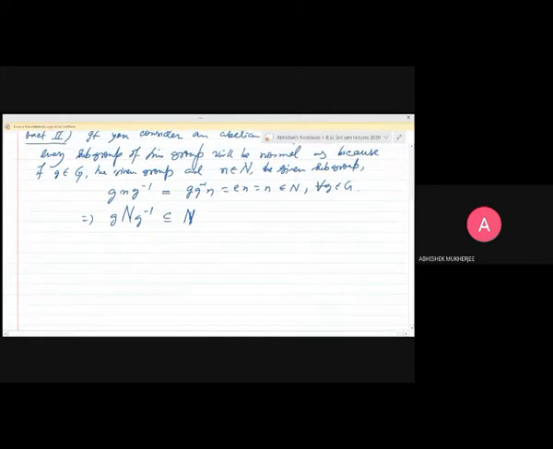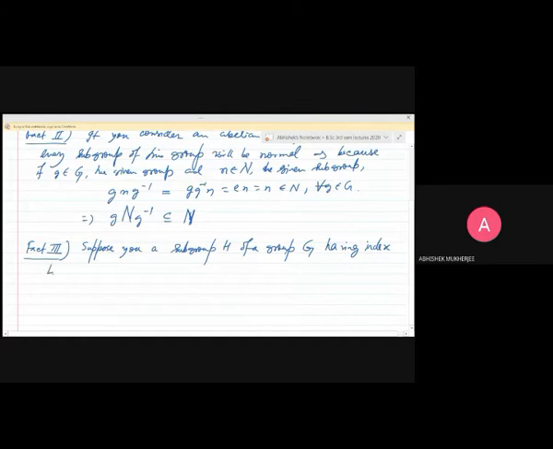Fine. Fact 3. Suppose you have a subgroup H of a group G having index 2, meaning the number of left or right cosets of H in G is 2. Then you can conclude that H is normal.